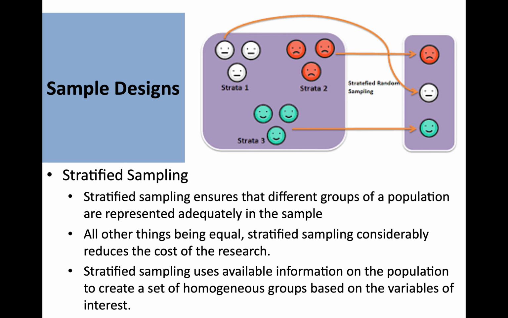Stratified sampling. Stratified sampling ensures the different groups of a population are represented adequately in the sample. All the other things being equal, stratified sampling considerably reduces the cost of the research. Stratified sampling uses available information on the population to create a set of homogeneous groups based on the variables of interest.